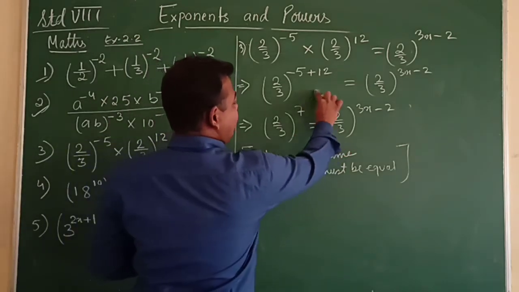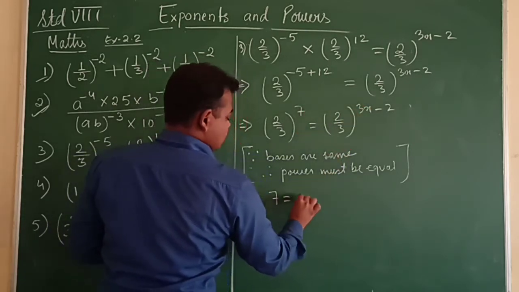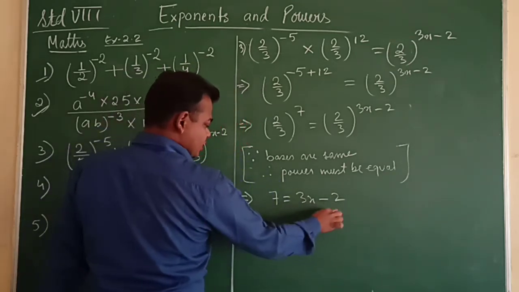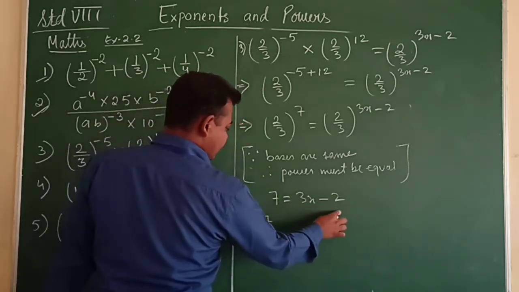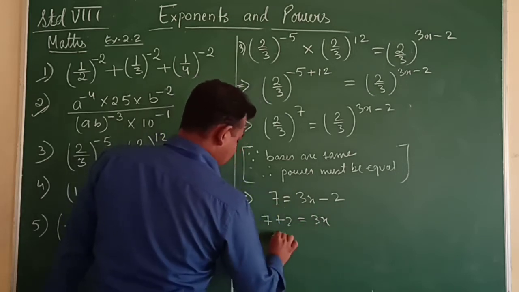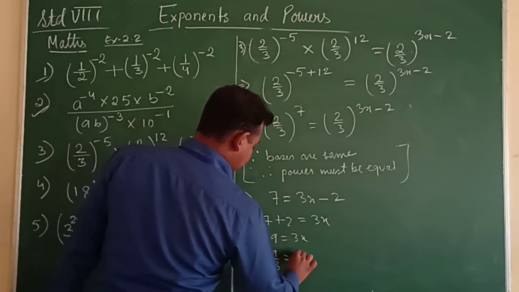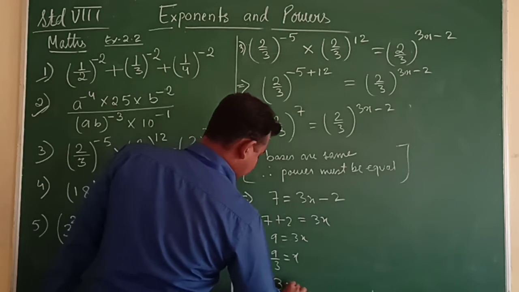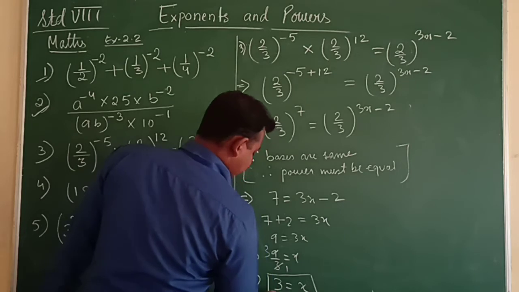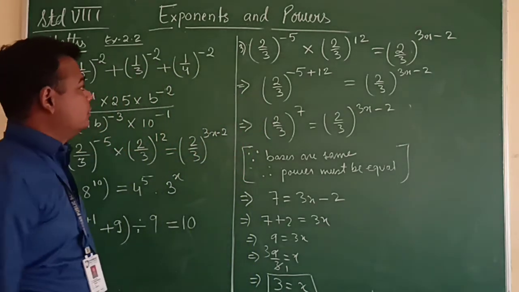Having the same base means their powers must be equal, which implies that 7 will be equal to 3x minus 2. Now this minus 2 is shifted from the right-hand side to the left-hand side. So 9 is equal to 3x. 9 by 3 is equal to x. 3 is equal to x. This is the value of x. x is equal to 3. Okay, this is how we have done our third question.